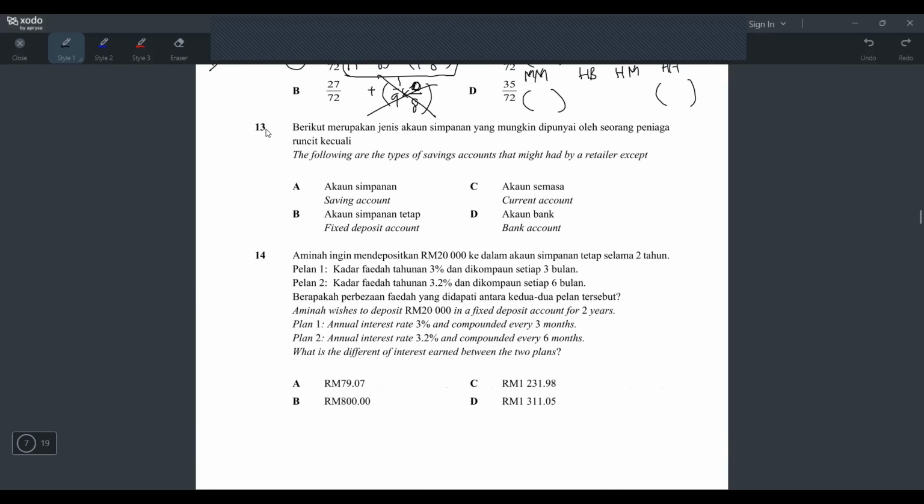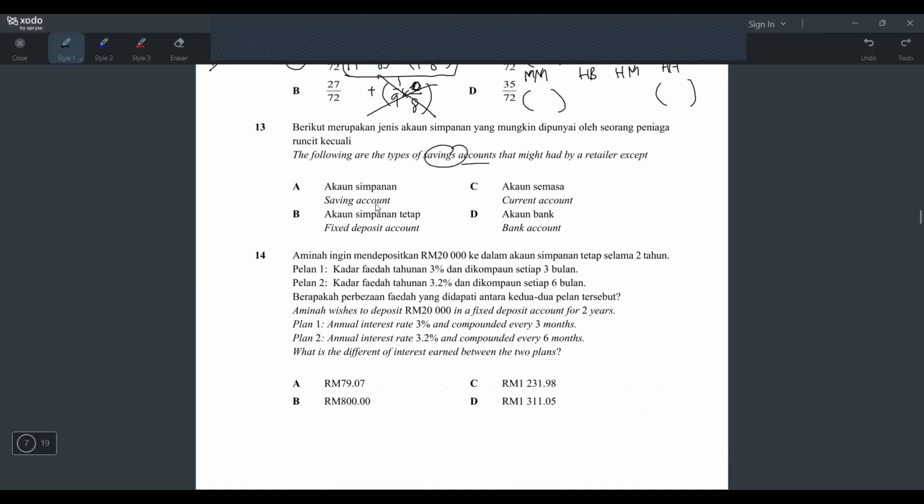Okay, let's continue with number 13. Okay, this question, when I first did it, I didn't know how to do it. Okay, I'll be honest, I don't know how to do it. Because this one is actually under form 3 punya. Okay, tak apa, kita baca soalan dulu. The following are the types of savings accounts that might be held by a retailer, except. Berikut merupakan jenis akaun simpanan yang mungkin dipunyai oleh seorang peniaga runcit, kecuali. Okay, let's look at the jawapan first.